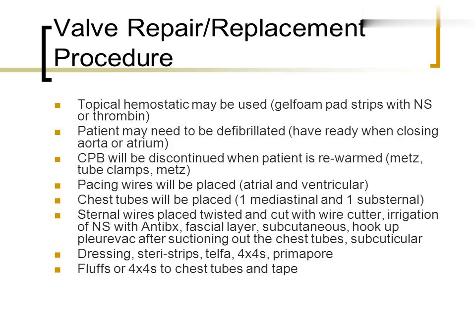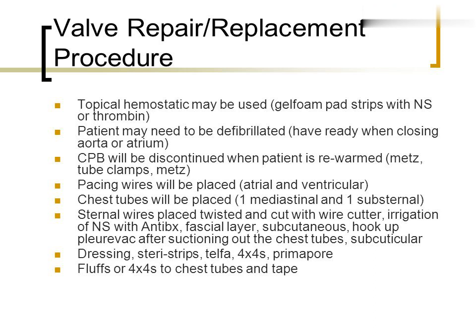Topical hemostatic may be used, gel foam pad strips with NS or thrombin. Patient may need to be defibrillated, have ready when closing aorta or atrium. CPB will be discontinued when patient is rewarmed. METs, tube clamps, METs. Pacing wires will be placed, atrial and ventricular.